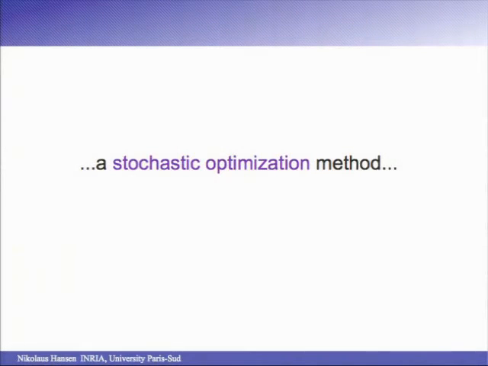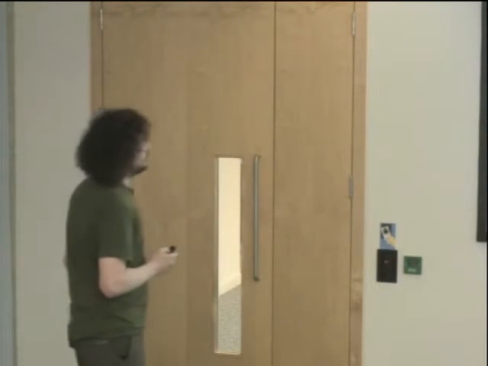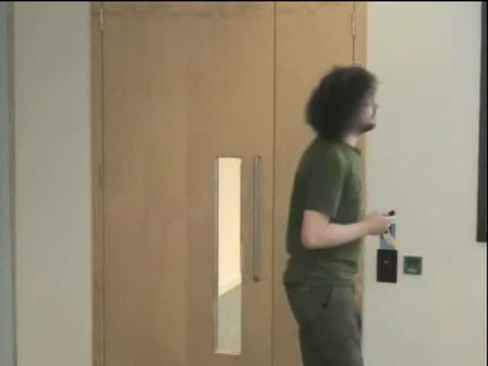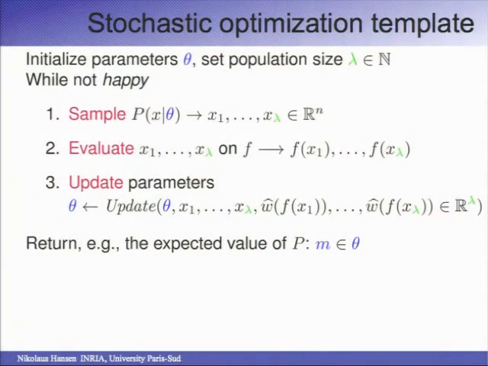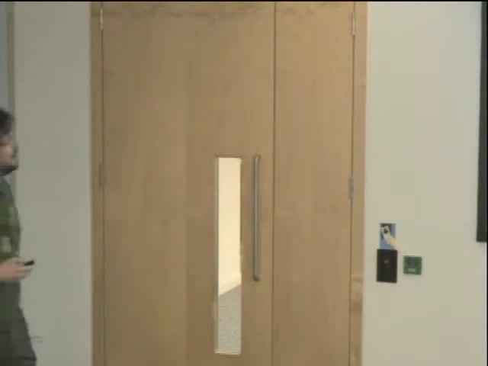Okay, so this basically concludes the general part of the talk. Now I'm going to specifically design a method. Well, you could just call it a stochastic optimization method. The template is basically useful for any kind of optimization method, I would say. So what we have here is a probability distribution which depends on some parameters theta. So we have to initialize these parameters theta.